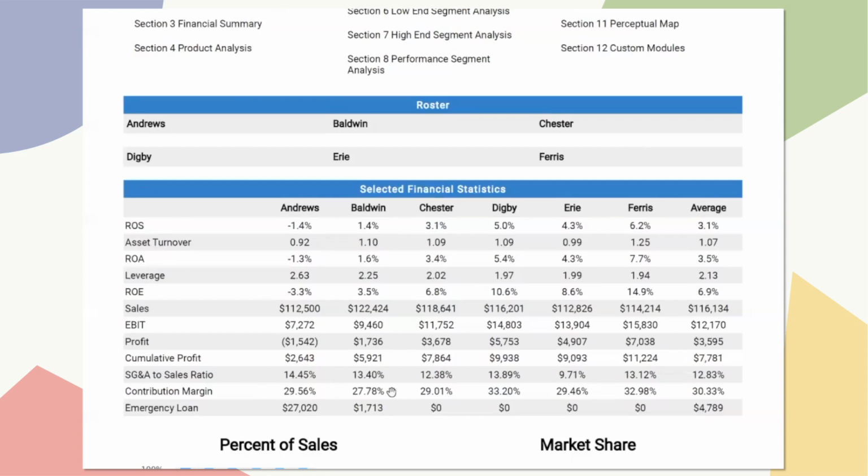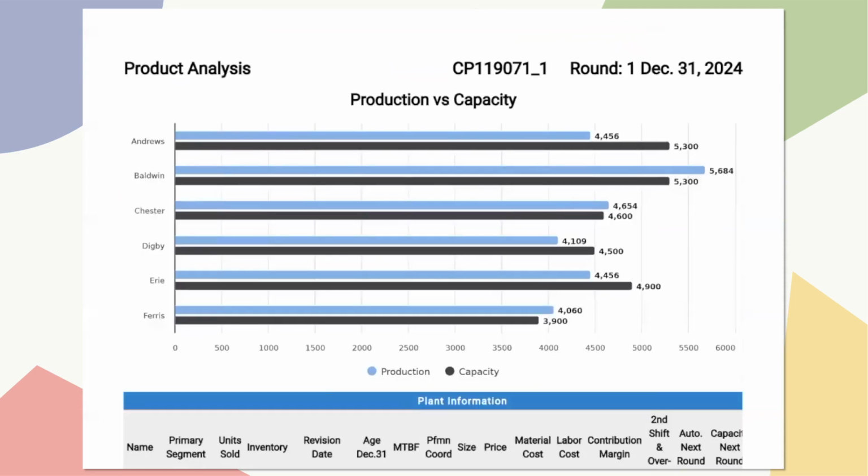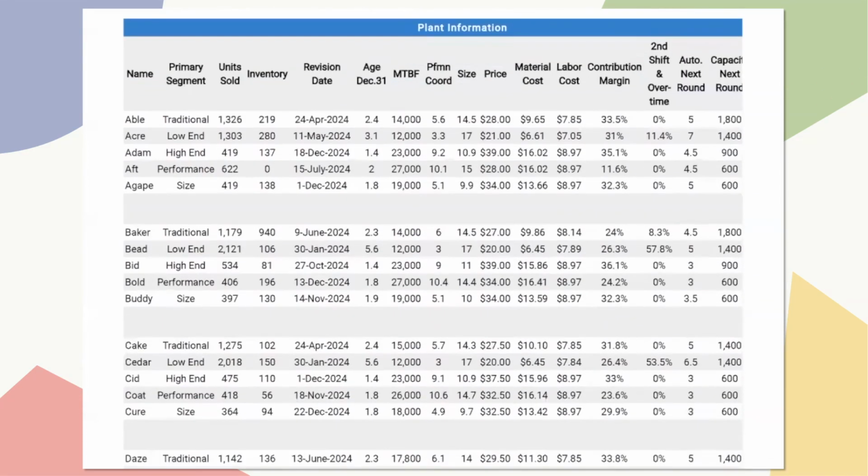To look into contribution margin further, let's go to page 4, where you can see a breakdown of each product. This will help identify if there are any products that are particularly responsible for dragging the company's margins down. Here is the contribution margin column in the plant information table. Generally, if we look at the Andrews products, most of them are in healthy standing. But Aft, here with 11.6%, is a really concerning outlier.